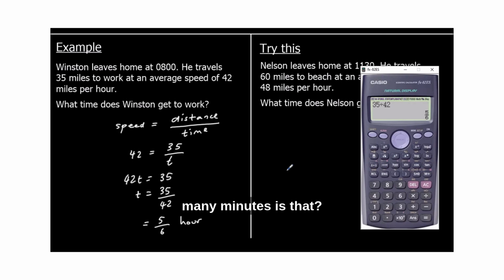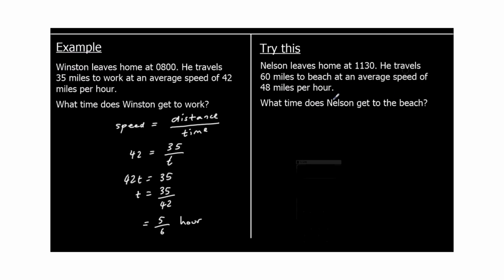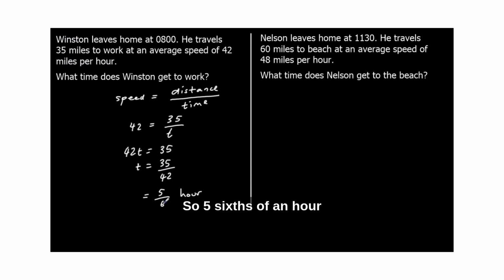How many minutes is that? So we can either multiply it by 60 or press the time button on the calculator, and that gives us 50 minutes. So 5/6 of an hour is 50 minutes. If he left home at 8 o'clock, he took 50 minutes to get to work. It must be 8:50.